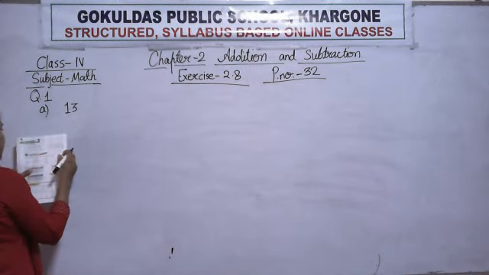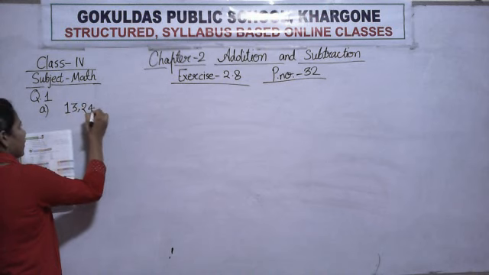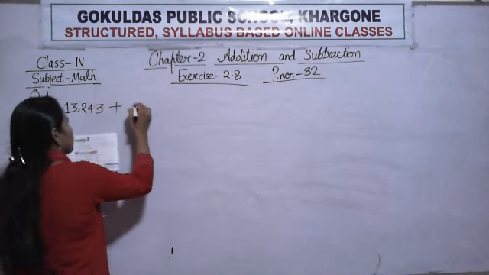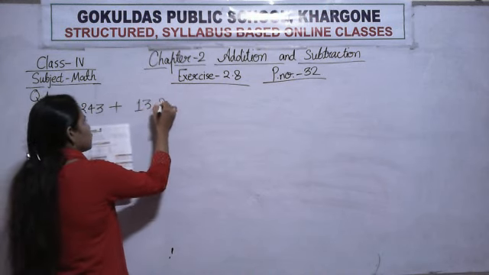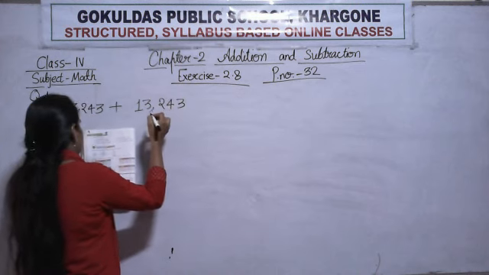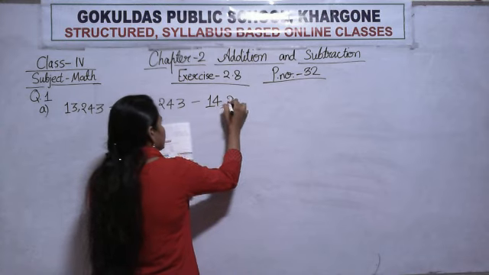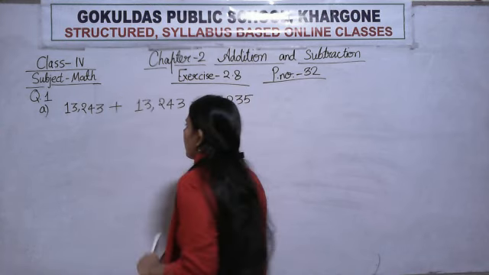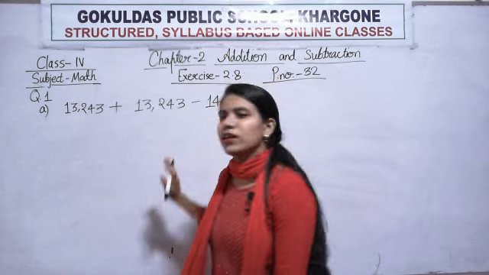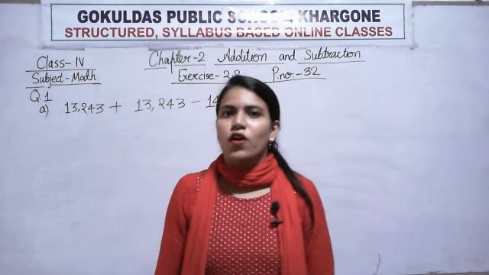Okay, a question is given there: 13,243 plus 13,243 minus 14,235. Okay, it is our question. We want to solve it.